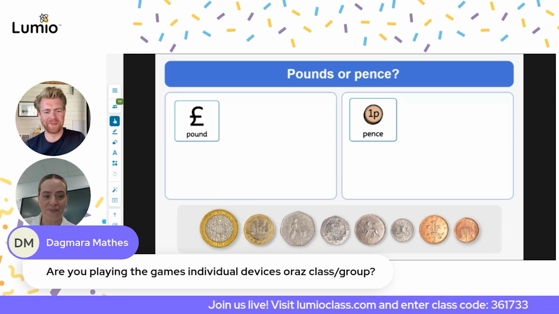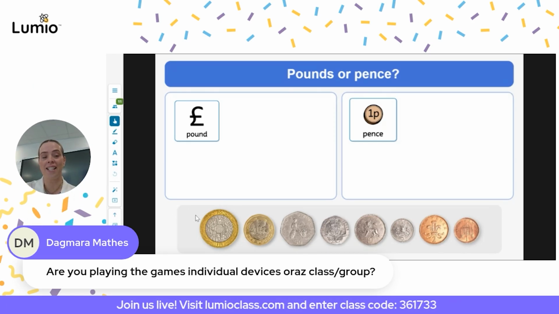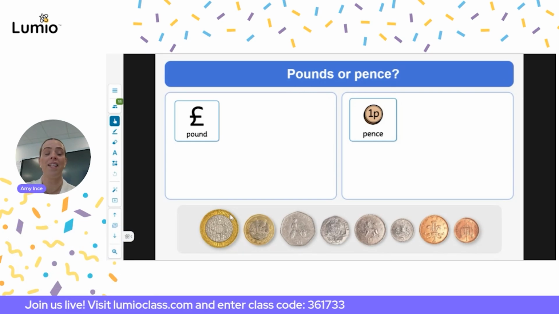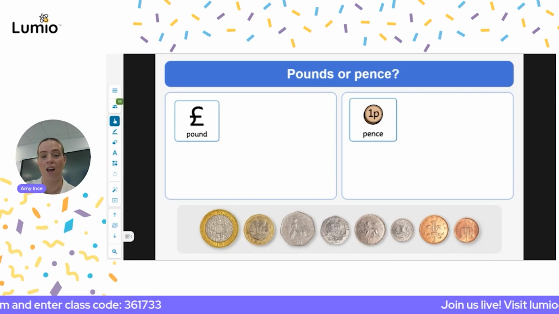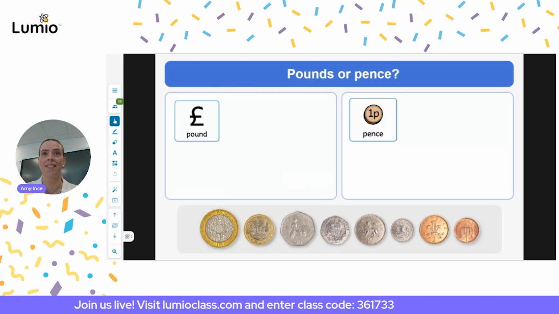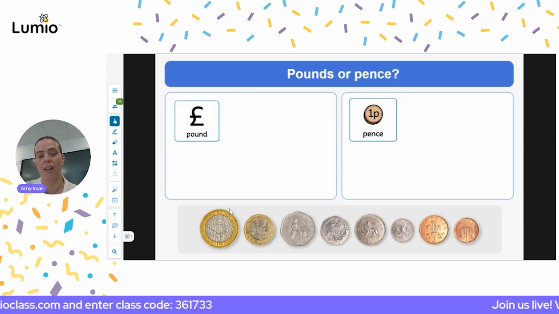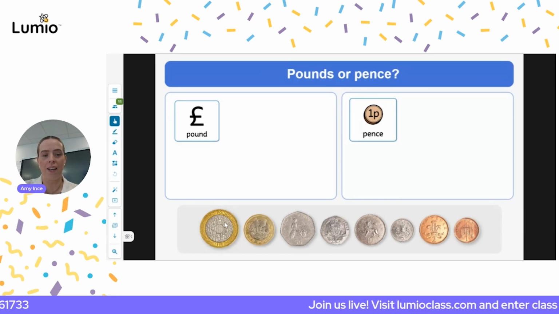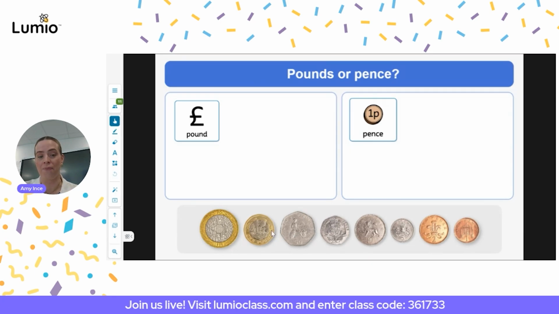No, that's brilliant. Thank you. So this is another one, and this is just a drag and drop. It's only this year that I have made use of the manipulatives that are already embedded within Lumio. When I was looking at my maths slides from previous years, I had screenshotted these coins and put them in, and then I thought, I don't know why I did that. This is all here for you.